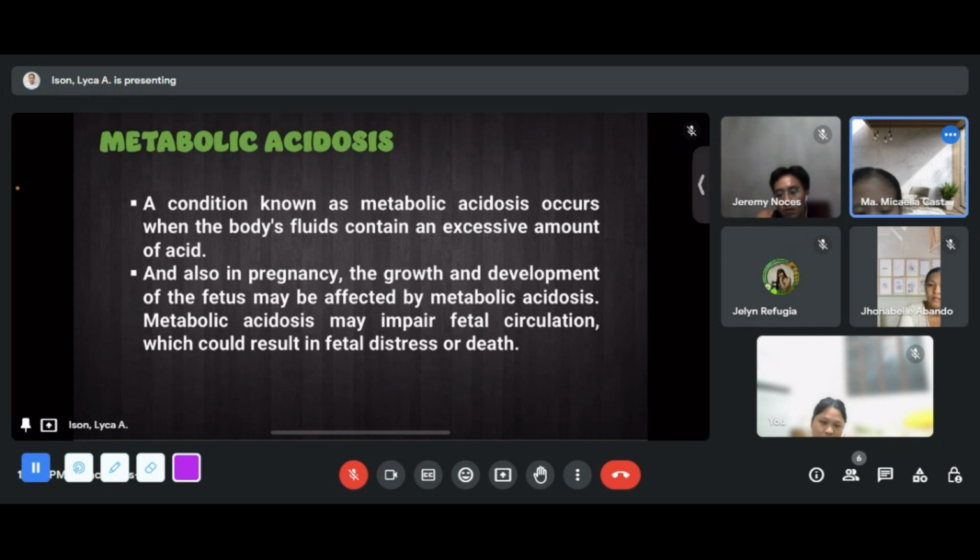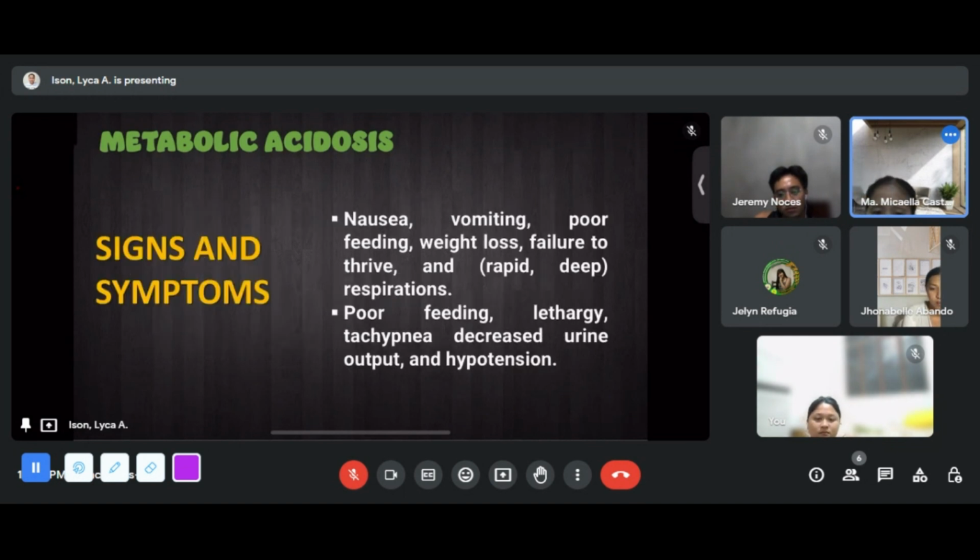So, next slide. So, the signs and symptoms are nausea, vomiting, poor feeding, weight loss, failure to thrive and rapid deep respiration, lethargy, tachypnea, decreased urine output, and hypotension. So, halos same lang sila sa respiratory alkalosis and acidosis. So, next slide.